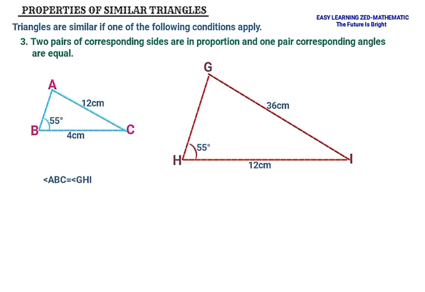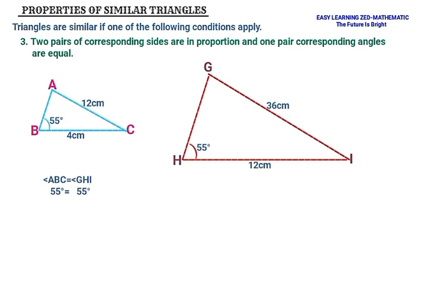So we can say angle ABC is equal to angle GHI, which is angle ABC is 55 degrees and angle GHI is 55 degrees. So you can see these two angles are equal. Okay, so that point is fulfilled in these two angles.